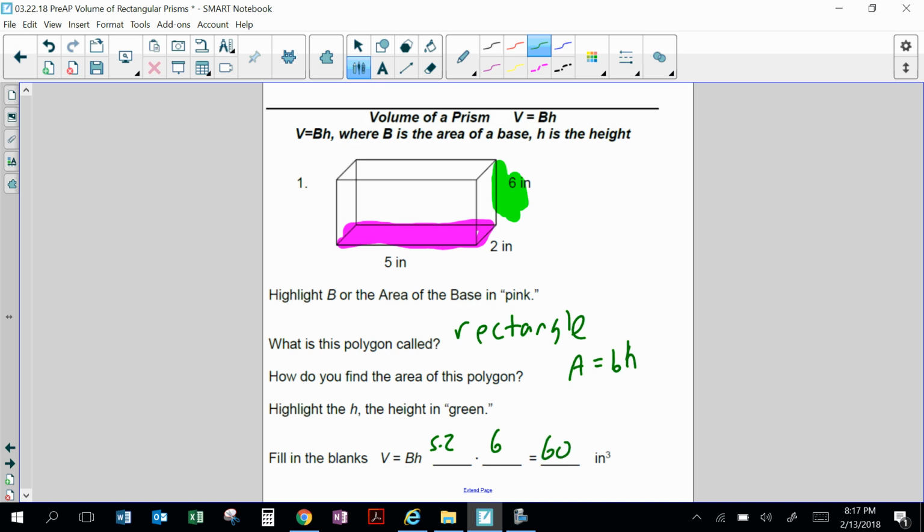Why do we call it cubic inches? Do you remember an exponent to the power of 3, cube? Because we're multiplying inches by inches by inches. And how many times are we representing inches? Inches to the third power are cubic inches. So again, I found the area of one base of it, which is a rectangle, base times height, 5 times 2. Then I multiplied it by the height of the rectangular prism, and that's why I got 60.